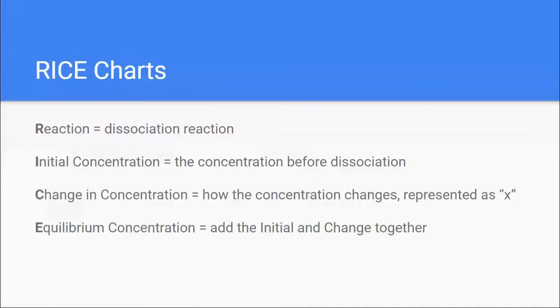This is where we take into consideration mole ratios. Does the substance dissociate in a 1-to-1 ratio? Does it dissociate in a 2-to-1 ratio? We have to make sure we include the value for how it dissociates on the C line. And then E is the equilibrium concentration, meaning how much of the stuff on the left and how much of the stuff on the right are present together when this dissociates.